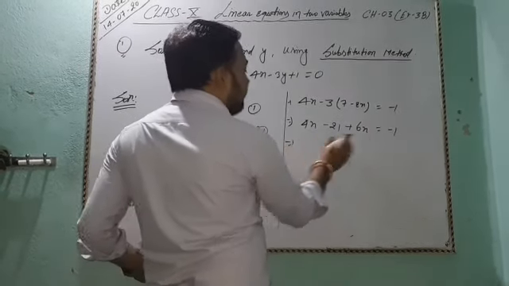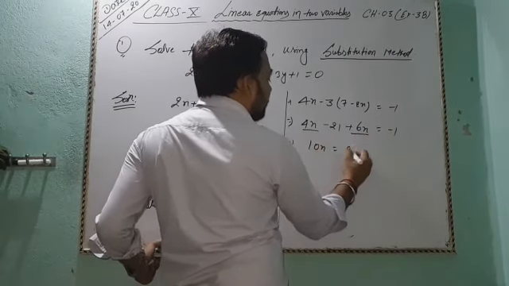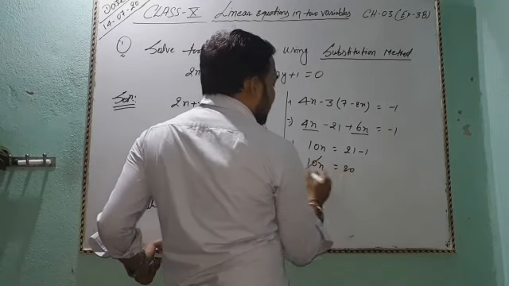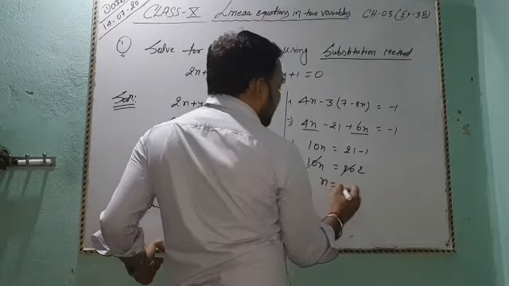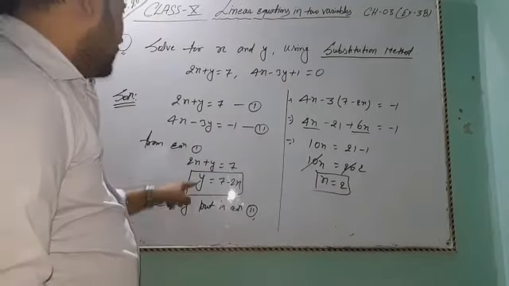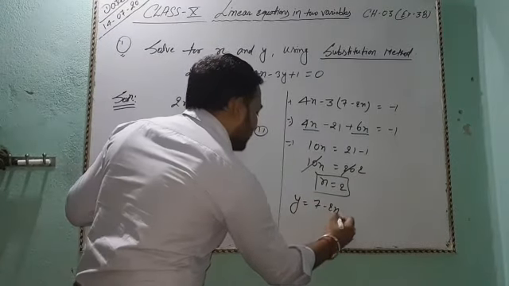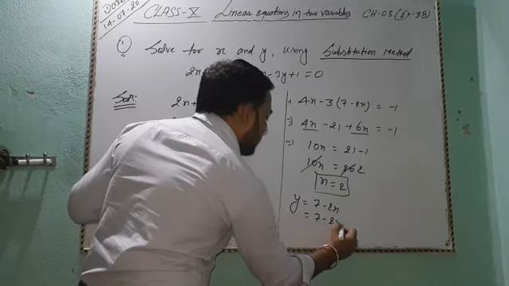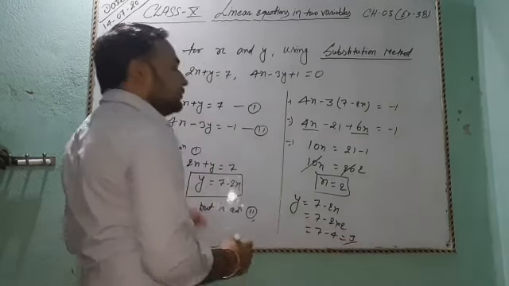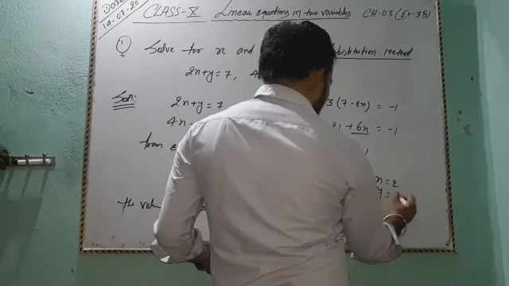Okay, and 6x plus 4x equal to 10x equal to 21 minus 1. So 10x equal to 20, and dividing by 10, the value of x equal to 2. Okay, and the value of y equal to 7 minus 2x. So 7 minus 2 multiplied by 2 equal to 7 minus 4 equal to 3. So students, the value of x equal to 2 and y equal to 3.